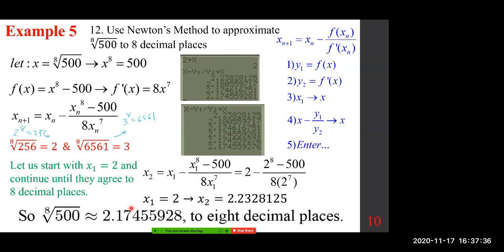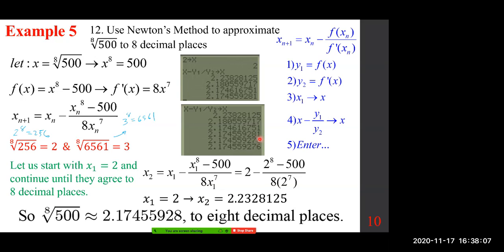Now, since we want 8 decimals, I want to count it one more time. 1, 2, 3, 4, 5, 6, 7, 8. These two are the same, so 6 decimals. As you can see, they vary up to 8 decimals. So from here, we have approximated between the two.